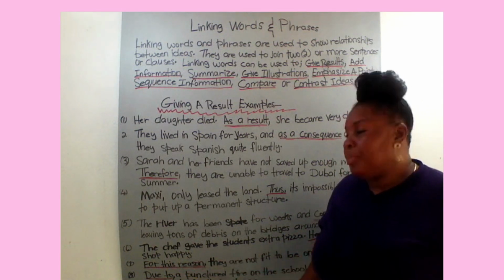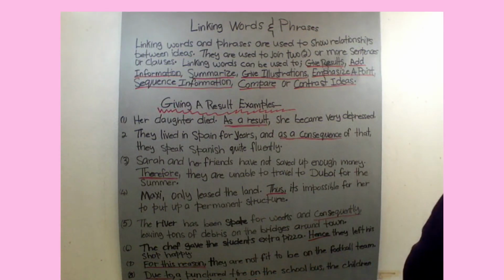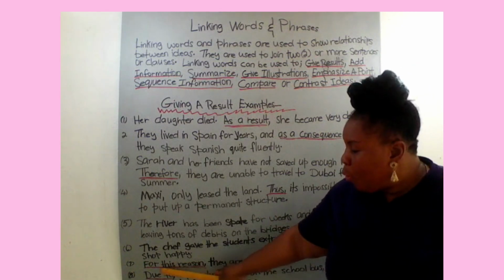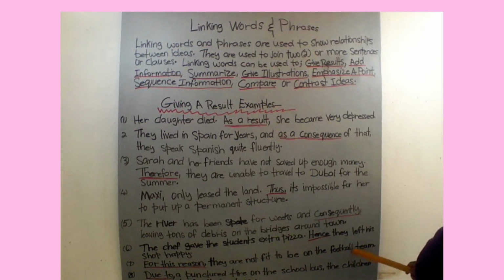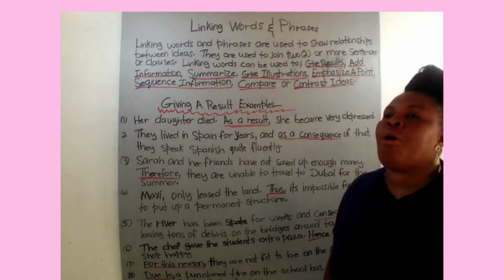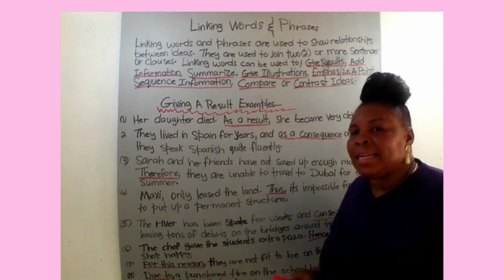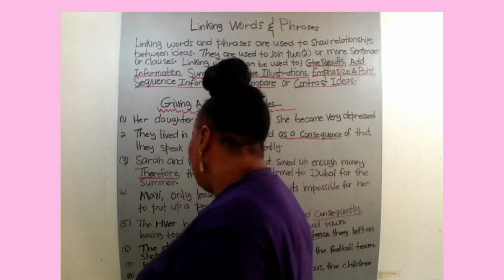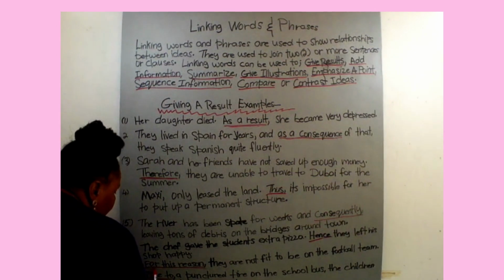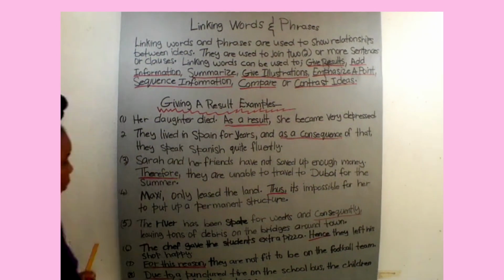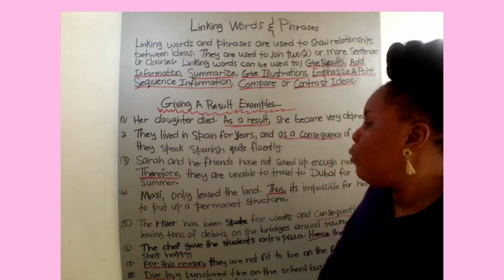For this reason, they are not fit to be on the football team. What is the reason they are not fit to be on the football team? So here you have two different ideas, two different clauses going. So for this reason, whatever the reason might be, write this. For this reason right here, right? That is the reason why they are not fit to be on the football team.